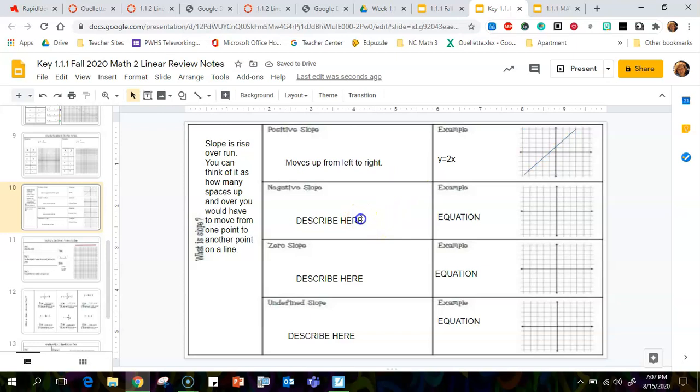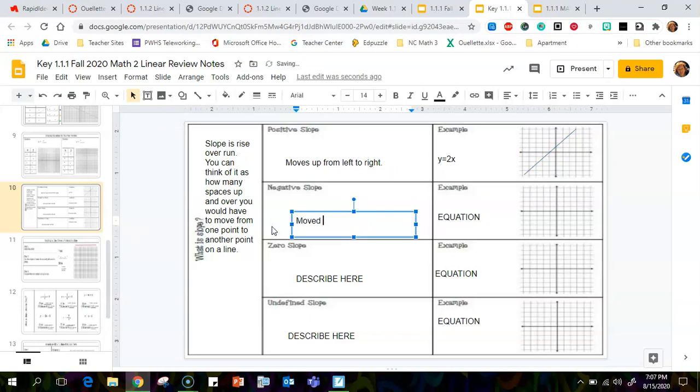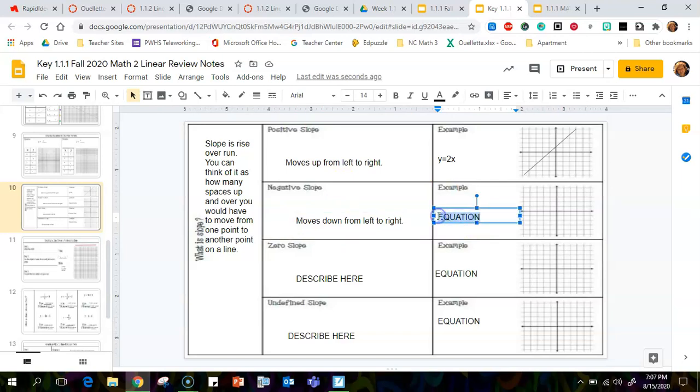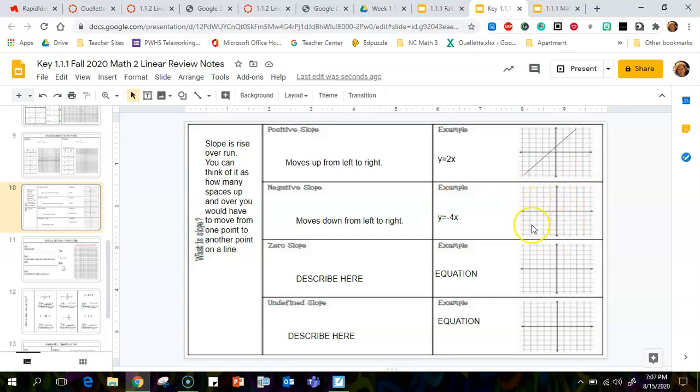A negative slope means that it moves down from left to right. Remember, down is a negative direction. So if you think about that, that is a negative slope. An equation that would have a negative slope would be y equals negative 4x. We're not going to necessarily draw that slope right here, but let's just draw an example of what a negative slope would look like. So grab your line tool again. We're going to start up here, and as we go from left to right, we're going to go in a down direction. So that's what a negative slope looks like.